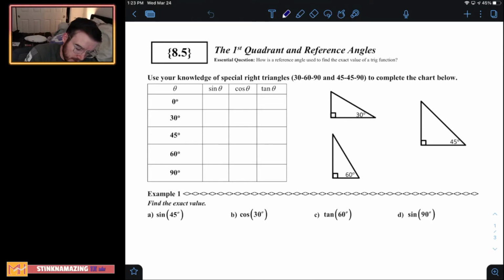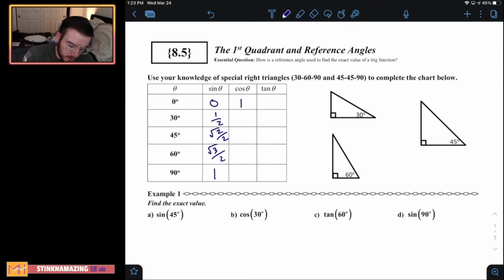8.5. We got a quick review of our 30-60-90 and 45-45-90 triangles, okay? Sine of 0 is 0. Sine of 30 is a half. Sine of 45 is root 2 over 2. Sine of 60 is root 3 over 2. And sine of 90 is 1.